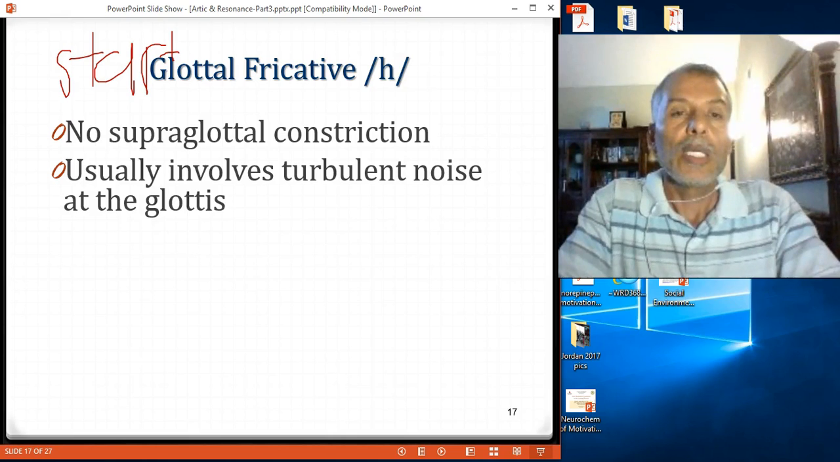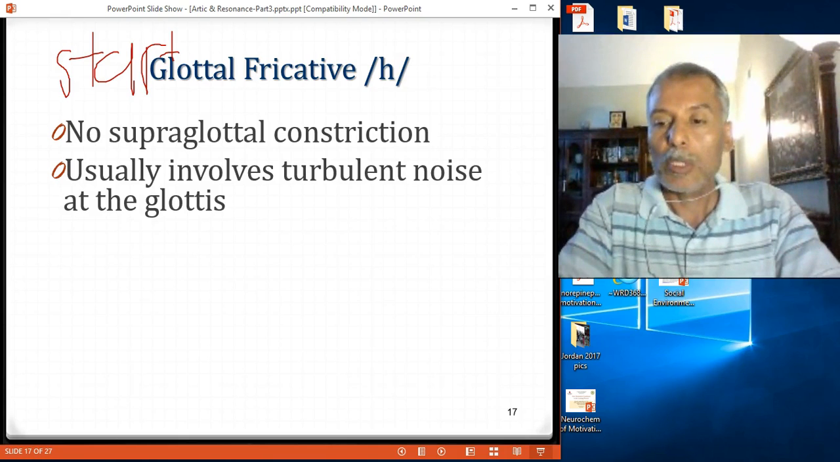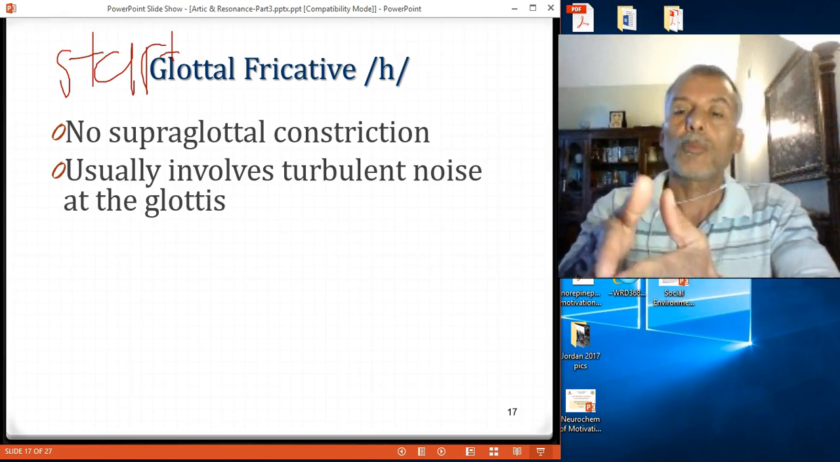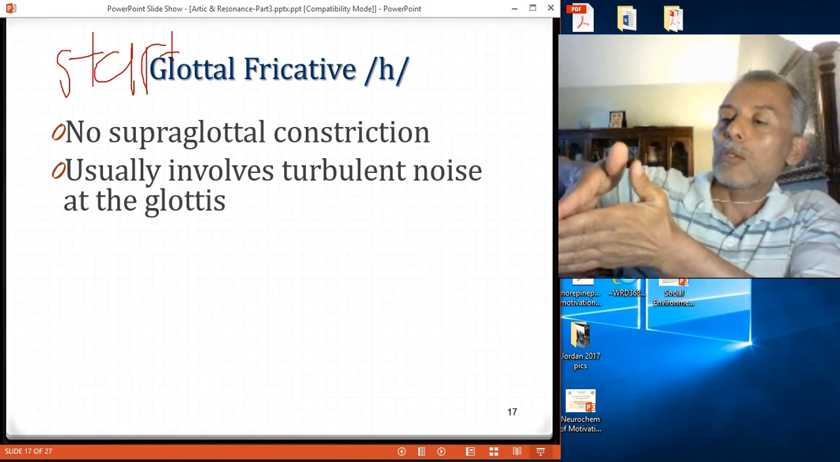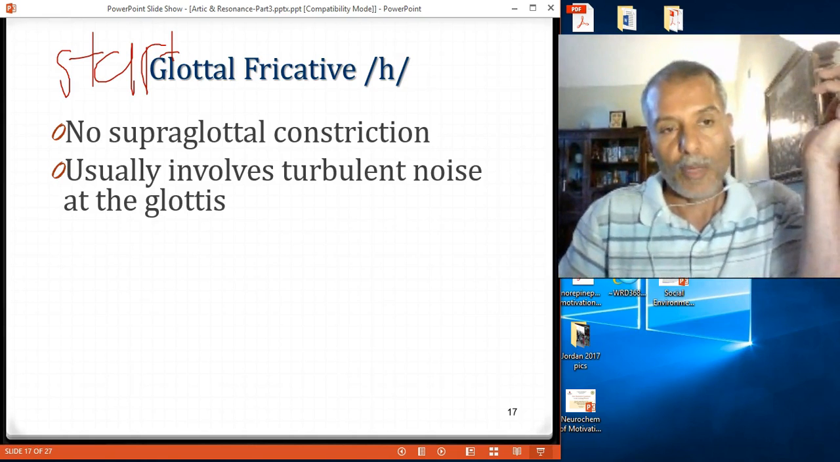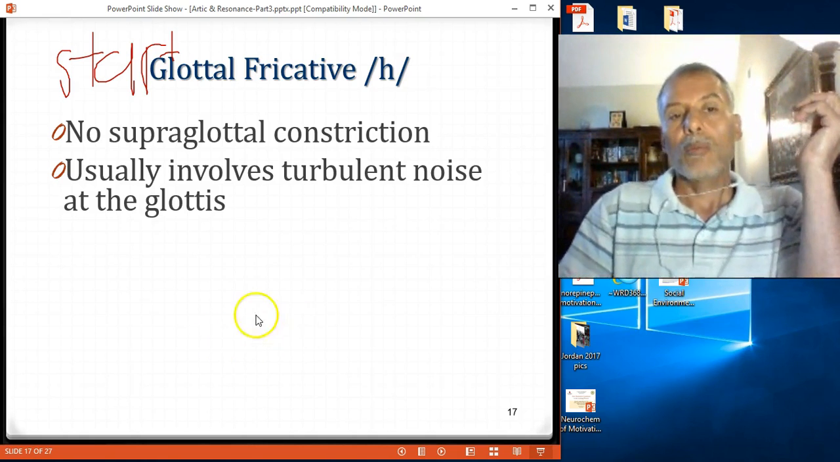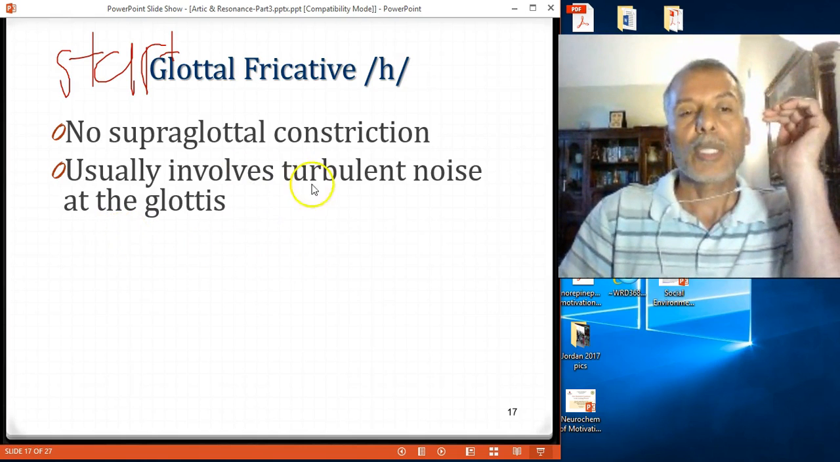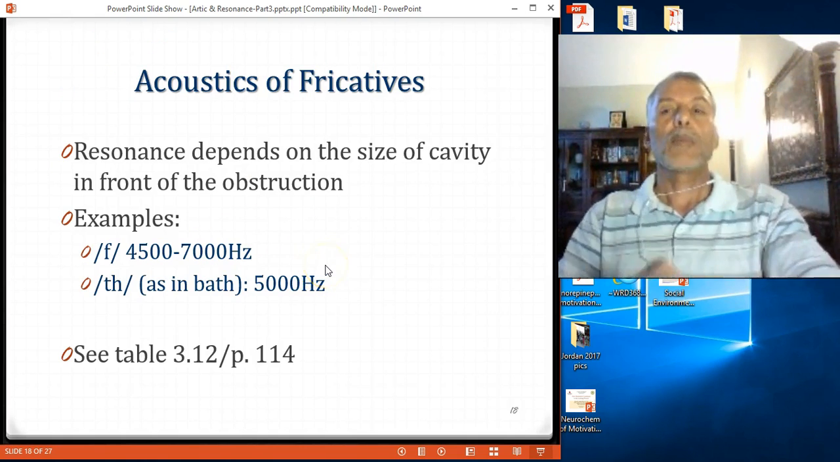The ha is basically produced between the vocal folds. It's a glottal sound, and there's no supraglottic constriction. There's no constriction above, because what you do is bring the vocal folds close together, approximated, but they are not close enough to vibrate. That movement produces turbulent noise at the glottis between the vocal folds, and that makes the sound. But it is voiceless.